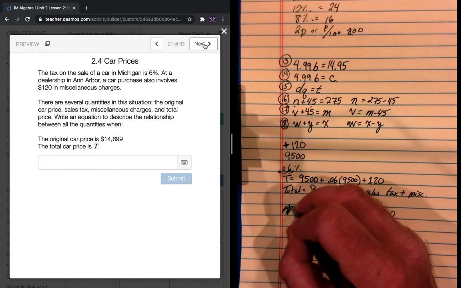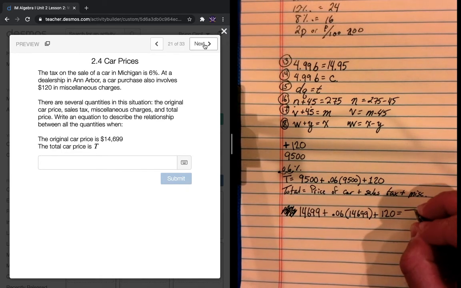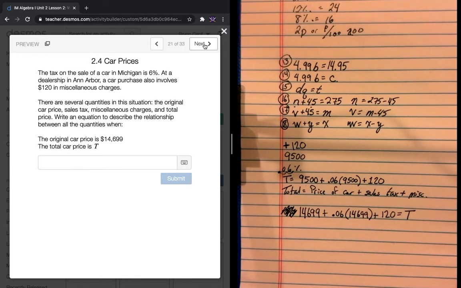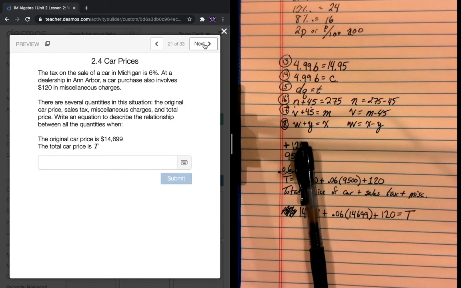Now, again, I told you, if you would have had this and this equal T, that's okay. It can go as long as we don't cross anything and add it to the other side of the equal sign. We're good to go.